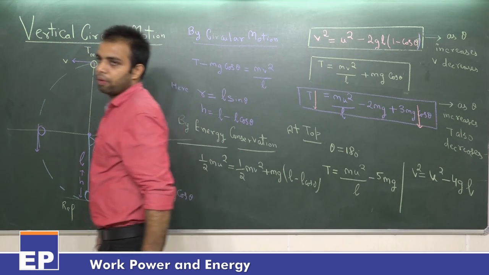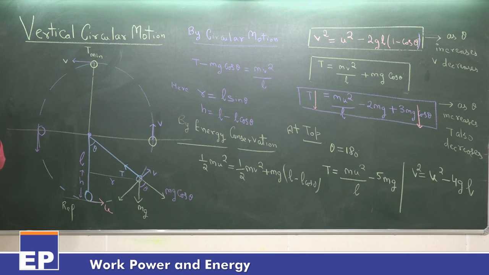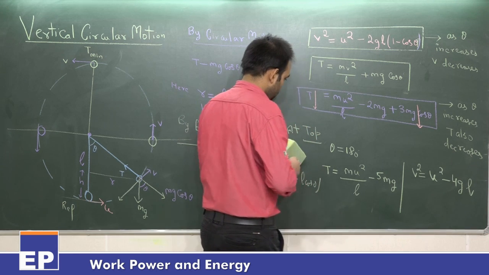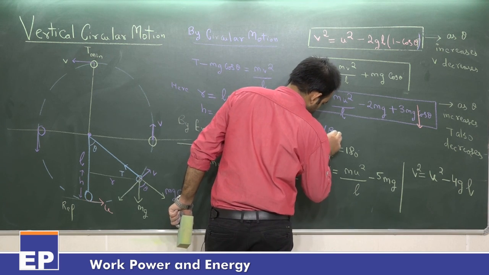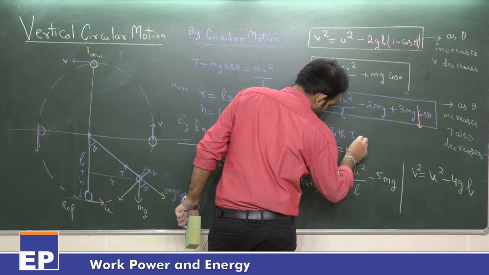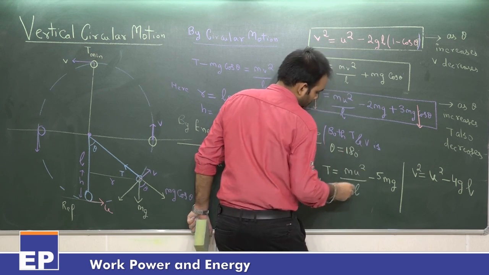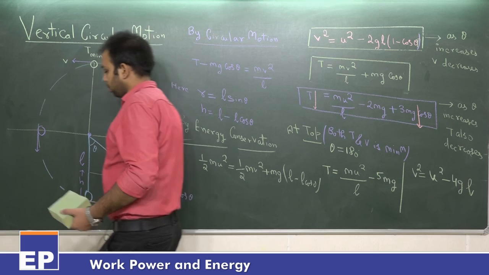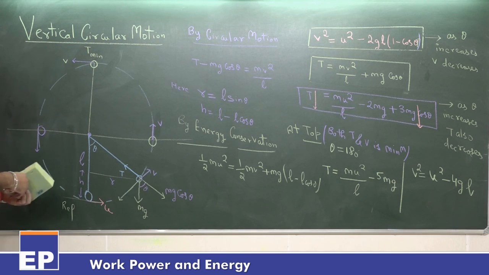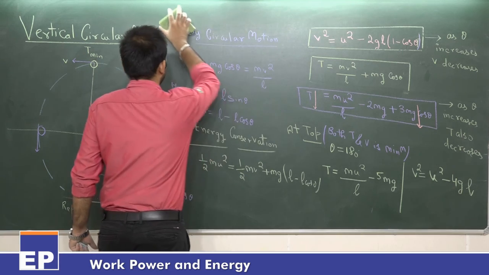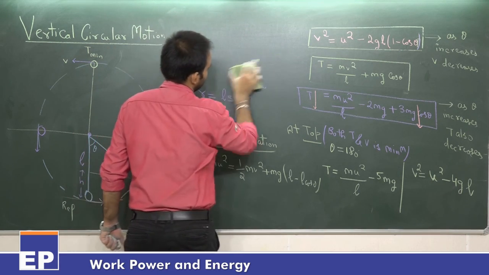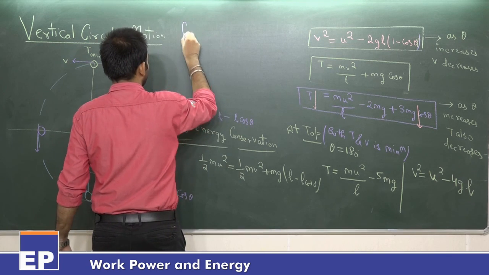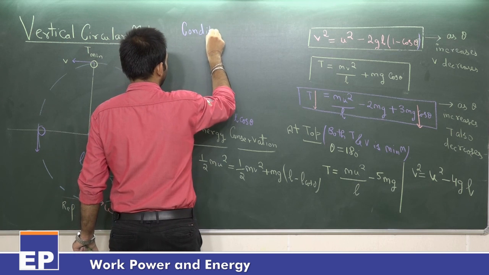Is it right? So as the value of theta will increase, it will get minimum. V square is U square minus 4gl, and T is that. Now at top, both T and V are minimum, right? लिखो इसको. Now condition for oscillation. That is a condition for looping the loop.